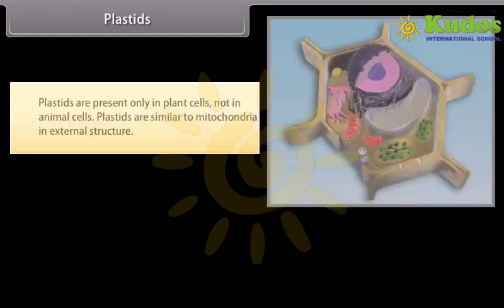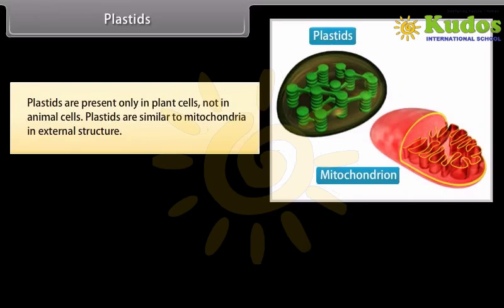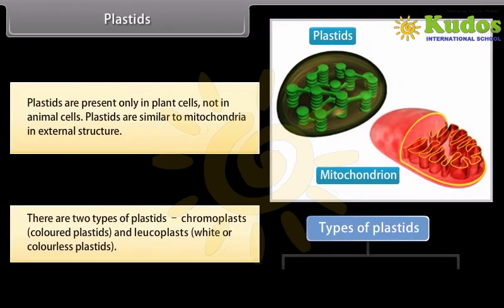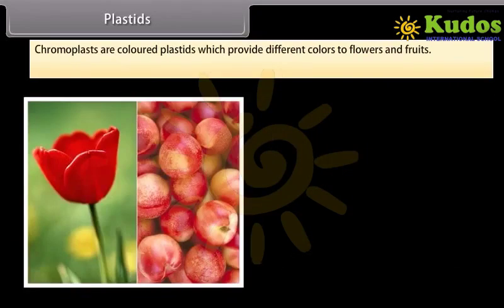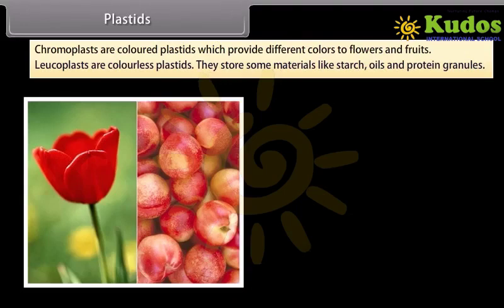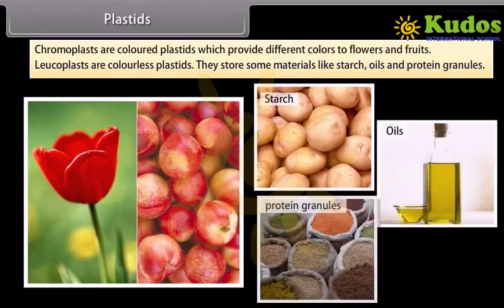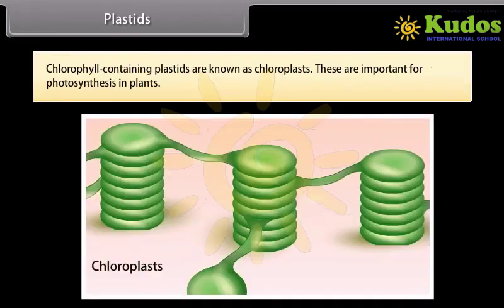Plastids. Plastids are present only in plant cells, not in animal cells. Plastids are similar to mitochondria in external structure. There are two types of plastids: chromoplasts, colored plastids, and leucoplasts, white or colorless plastids. Chromoplasts are colored plastids which provide different colors to flowers and fruits. Leucoplasts are colorless plastids. They store some materials like starch, oils, and protein granules. Chlorophyll-containing plastids are known as chloroplasts. These are important for photosynthesis in plants.